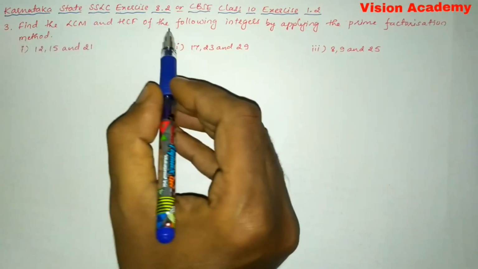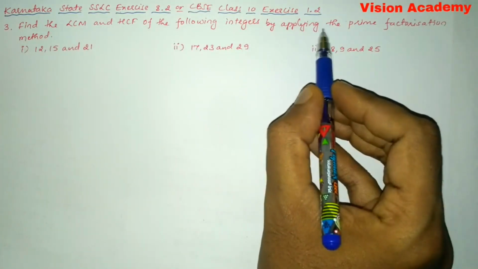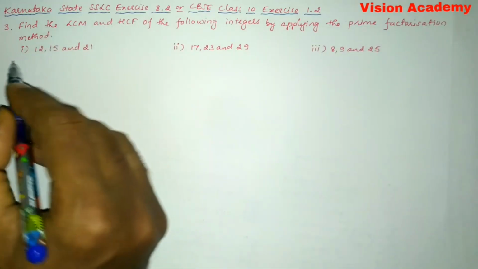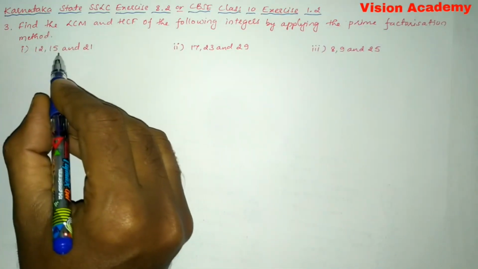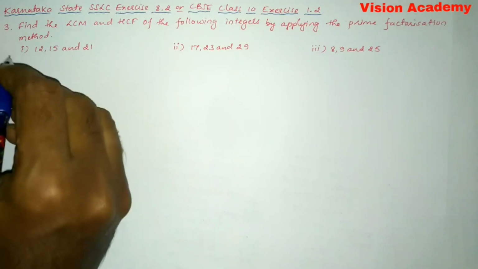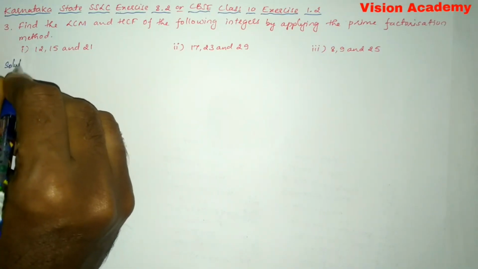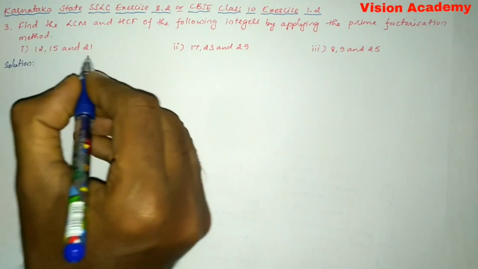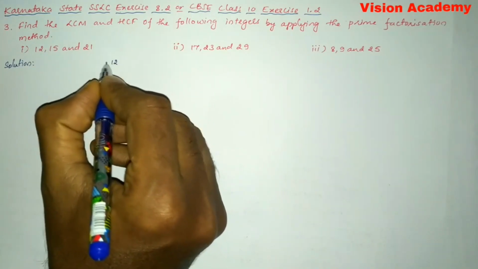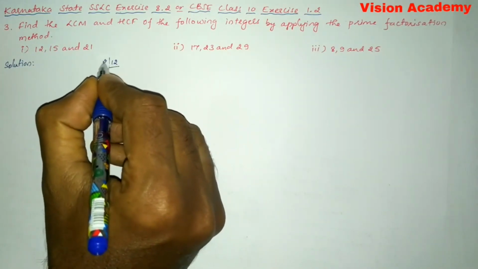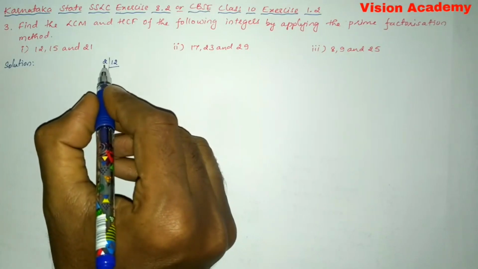Question number 3. Find the LCM and HCF of the following integers by applying the prime factorization method. Roman number 1: 12, 15 and 21. So let us find the solution for the given problem. Here let us consider first 12 and divide this by the prime factor 2.